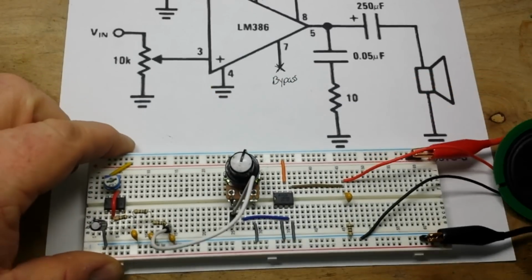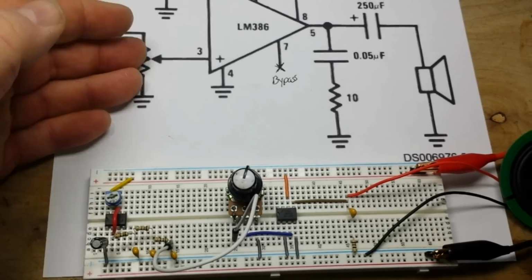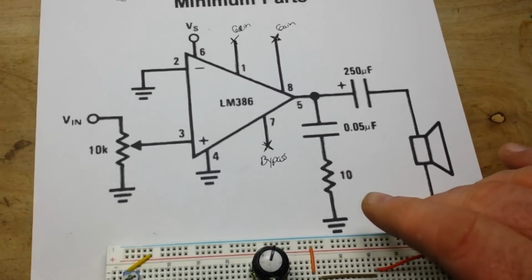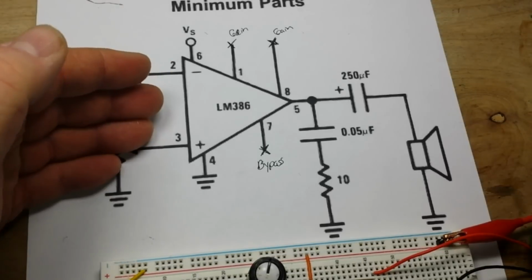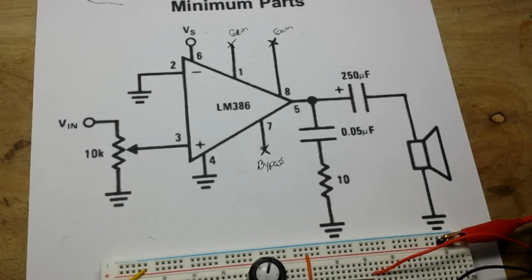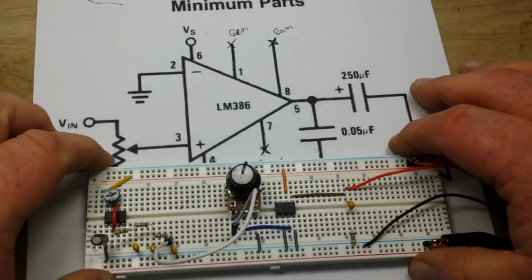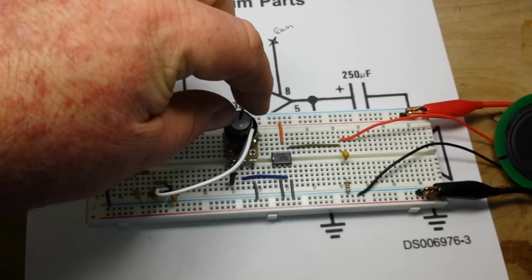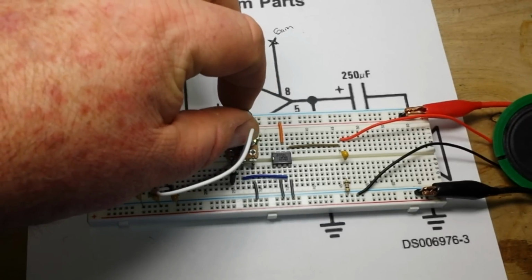Anyway, the whole point of this was to show you how to set up the LM386 audio amplifier. We set it up as prescribed in the manual for the internal 20 times gain. And after, I don't know, a couple failed attempts, it just decided to start working. I don't get it.